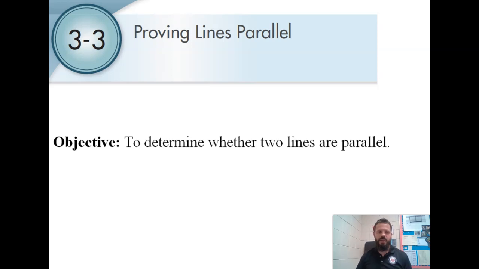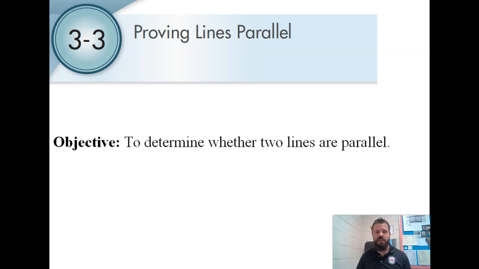Welcome back, folks. Today we're going to continue Chapter 3 and our look at parallel and perpendicular lines along with their properties. Lesson 3.3 deals with proving lines parallel. Our objective is to determine whether two lines are parallel.